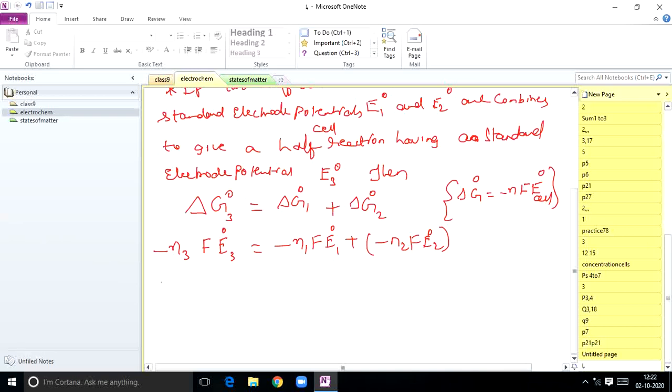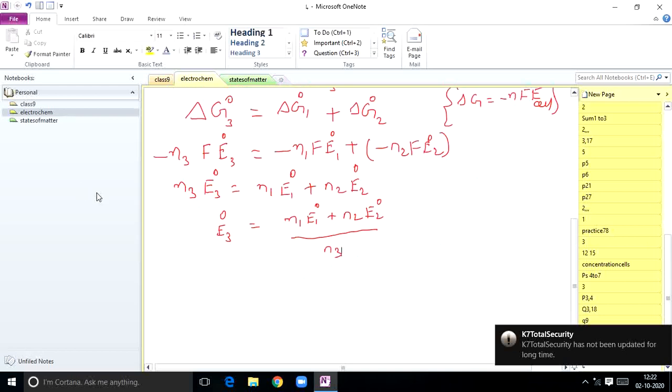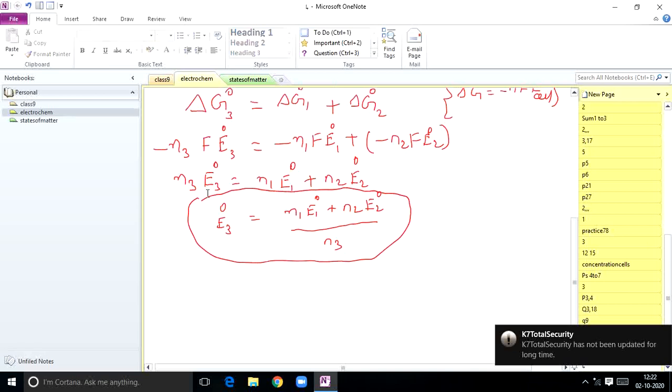Now from this, you will get n3 E3 naught is equal to n1 E1 naught plus n2 E2 naught. From this you can write the standard electrode potential E3 naught is equal to (n1 E1 naught plus n2 E2 naught) divided by n3, where n1, n2, n3 are the number of electrons transferred in the respective electrode reactions. So this is a very, very important relationship, students. Very important, especially in JEE Advanced.